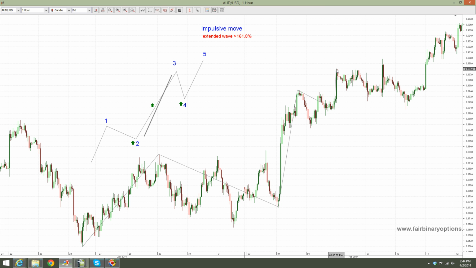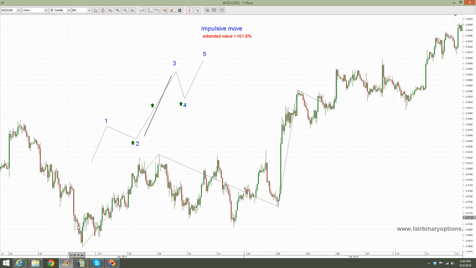Now, excellent. What did we say in the first part? In the first part, the rule of an impulsive move calls for at least one wave to be extended, and the extension to be more than 161.8 when compared with the next longest wave. In our situation here, it means that this third wave should be more than 161.8 when compared with this one. Definitely it is not.